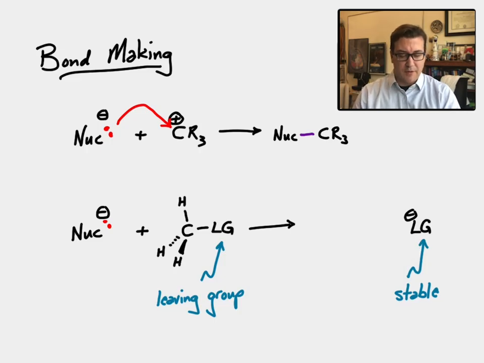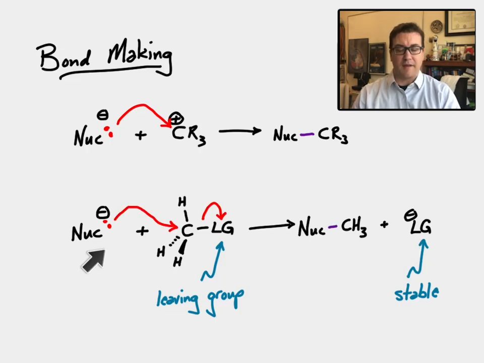If we're looking at how this occurs, the nucleophile interacts with the antibonding orbital of the carbon to leaving group bond. When you push electrons into that antibonding orbital, you're actually now breaking the bond. You're destabilizing the carbon to leaving group bond. The electrons that were in that bond wind up on the leaving group, again because that leaving group is stable with those electrons, and you've formed a new carbon to nucleophile bond.